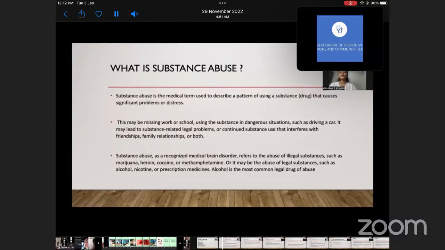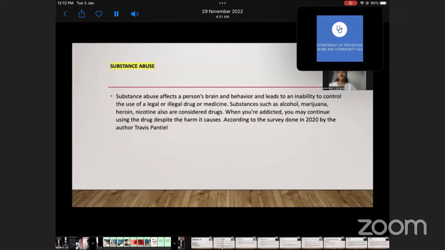Substance abuse as a recognized medical brain disorder refers to the abuse of illegal substances such as marijuana, heroin, cocaine. Substance abuse affects a person's brain and behavior and leads to an inability to control the use of legal or illegal drug or medicine. Substances such as alcohol, marijuana, heroin, nicotine also are considered drugs.